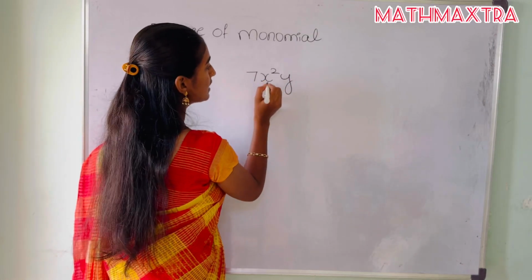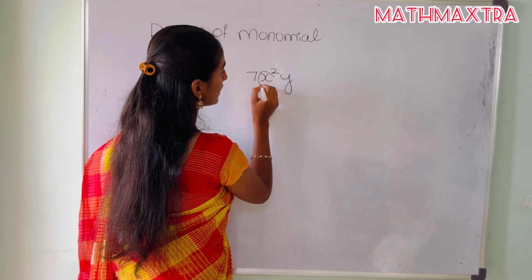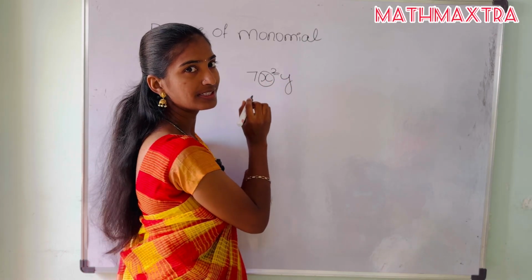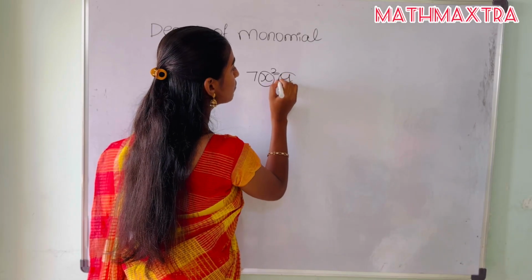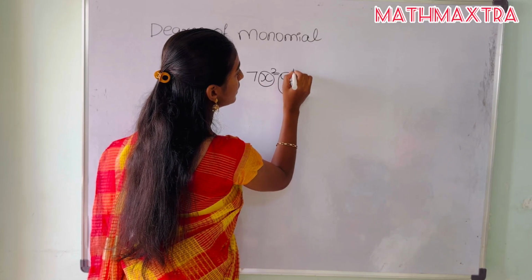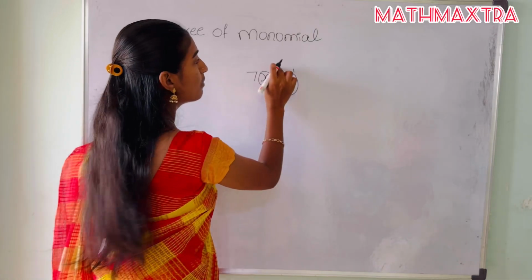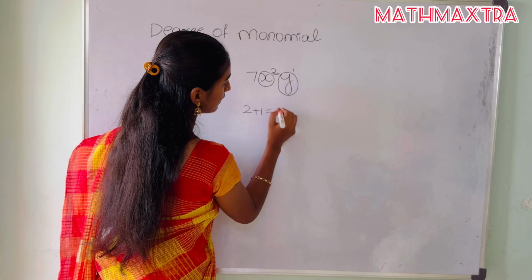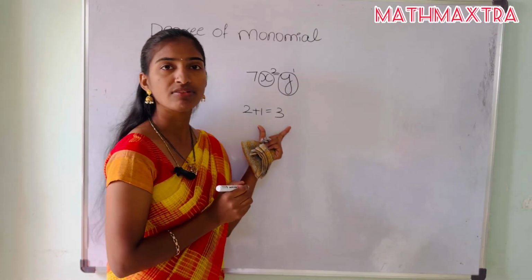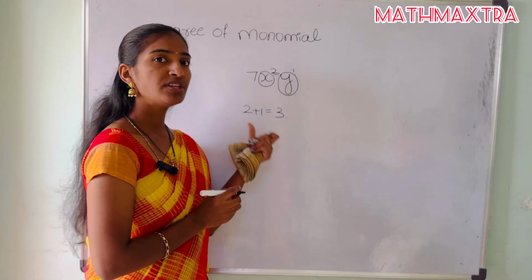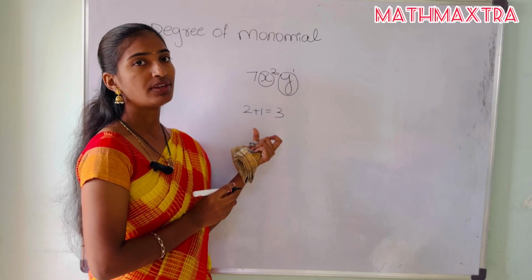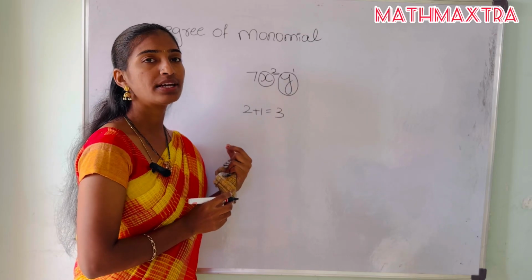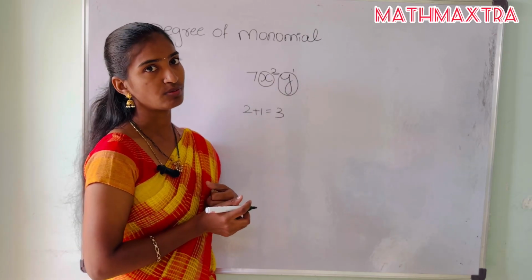See, this x is a variable, right? So what is the exponent of this? 2, isn't it? And this is one more variable. What is the exponent of this? 1. So the sum of these exponents, which is nothing but 2 plus 1, is equal to 3. So 3 is our degree. It means the sum of the exponents of all the variables in the given monomial. Then we call that the degree of a monomial.